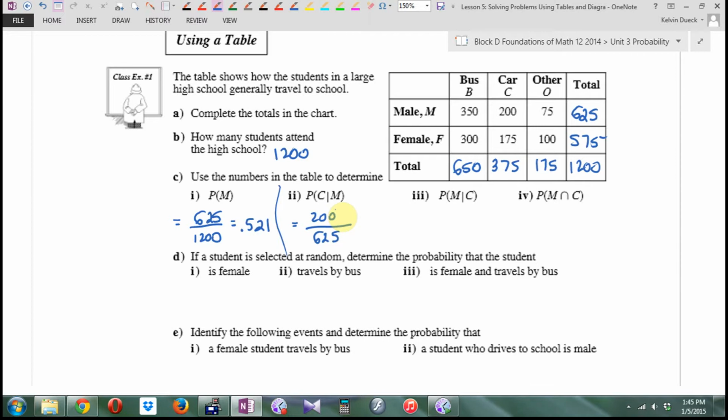What's the probability of M given C? Okay. What's the given car? How many take a car? 375 out of, what's the probability that you're a male? If we know that you're taking a car, so out of the 375 kids that are taking a car, how many are males? 200. See it?